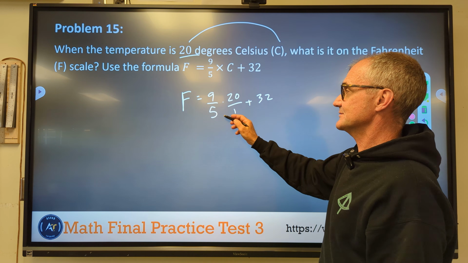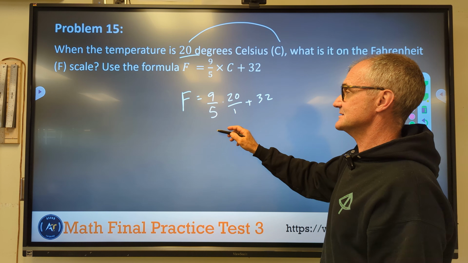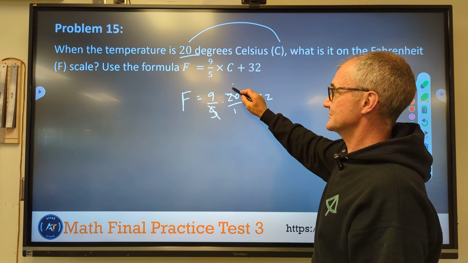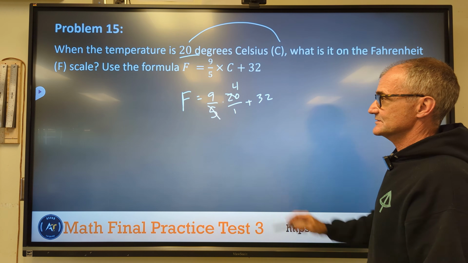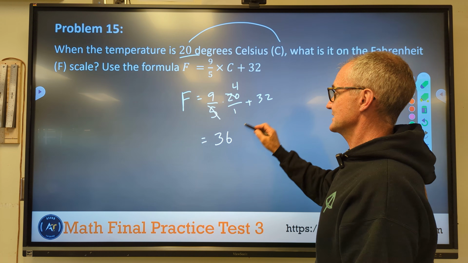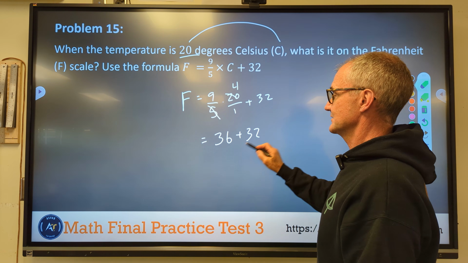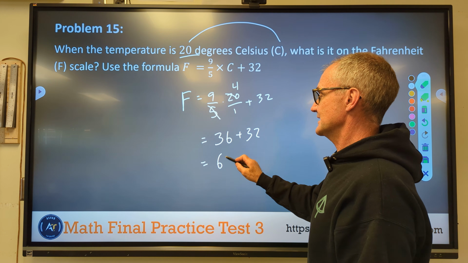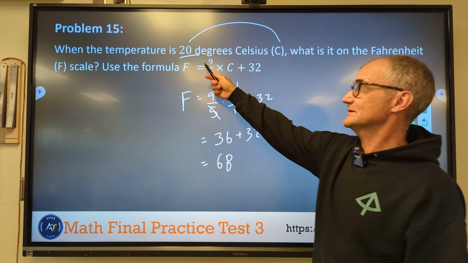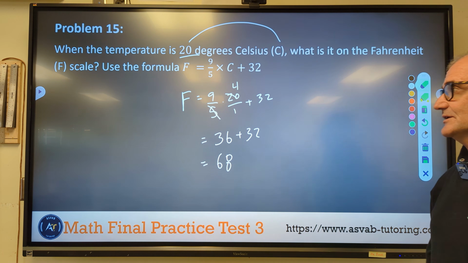So I have Fahrenheit's equal to this. I'm multiplying fractions. I could cancel. 5 goes into here once, into here 4 times. So I have 9 times 4, 36, plus that 32, and 68. If you work with Celsius and Fahrenheit, that seems about right. 20 degrees is 68 Fahrenheit.